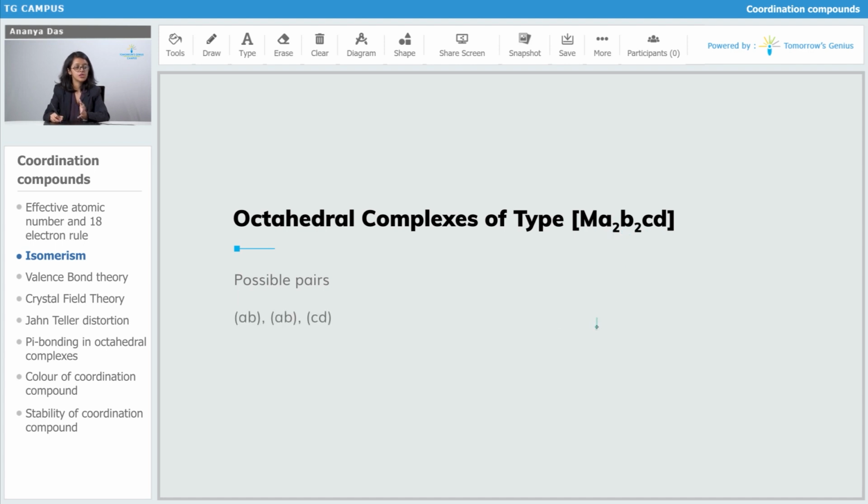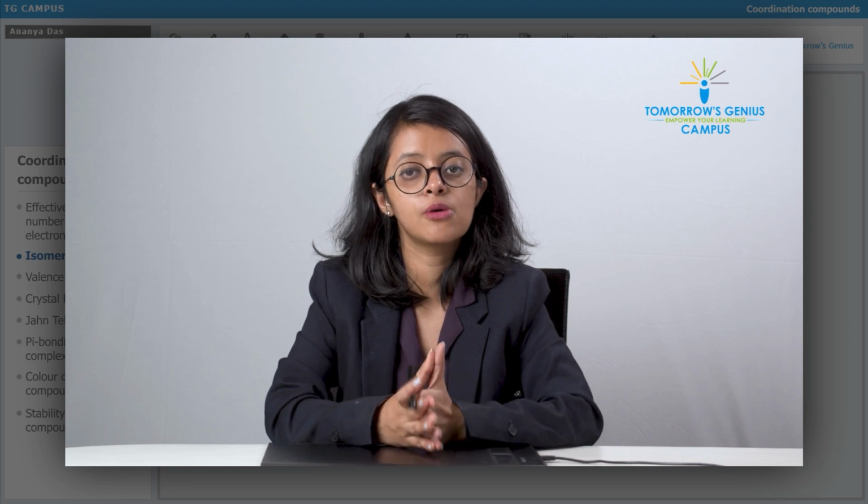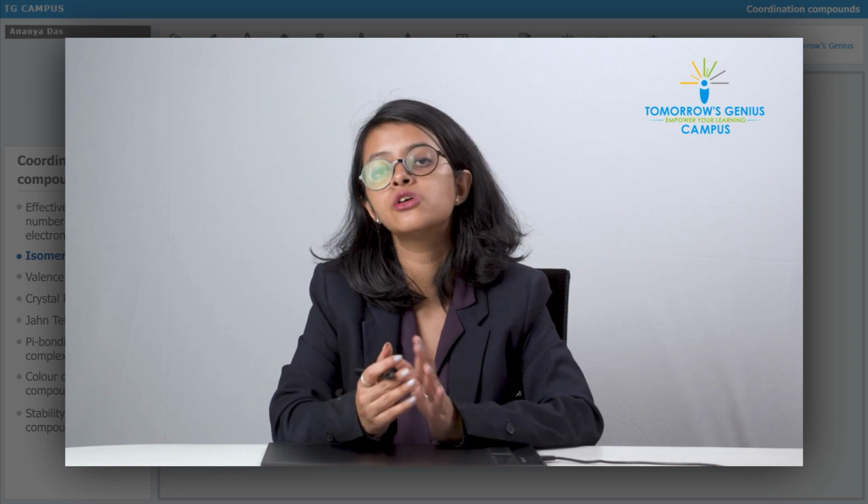Okay, now A is trans to B, A is trans to B, C is trans to D. So none of the same ligands are trans to each other, but a trans pair is getting repeated. This means this is also optically inactive. So these were all the possible pairs for the Ma2b2cd complex. Now we will move to the calculations of the geometrical isomers, optical isomers, enantiomeric pairs and stereoisomers.